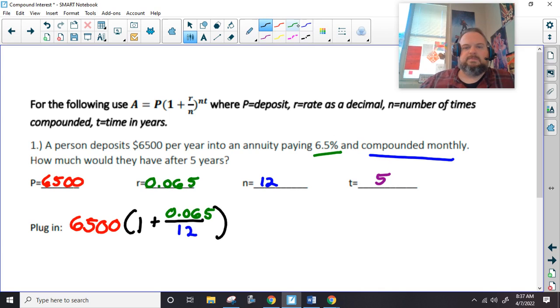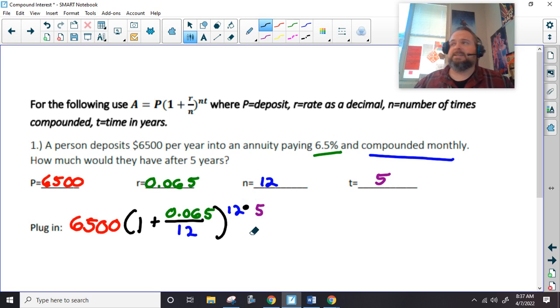Then we're going to have 12 times 5. Okay. And honestly, if you don't know 12 times 5, use a calculator. Do that ahead of time.